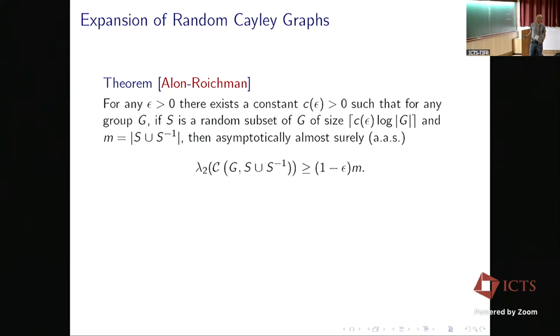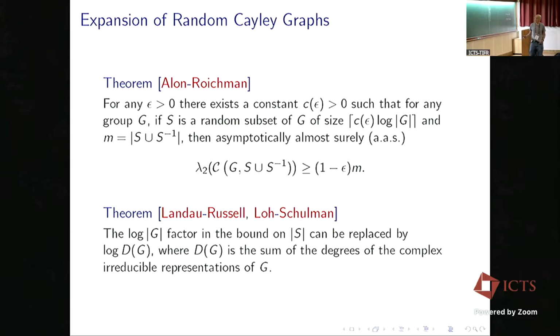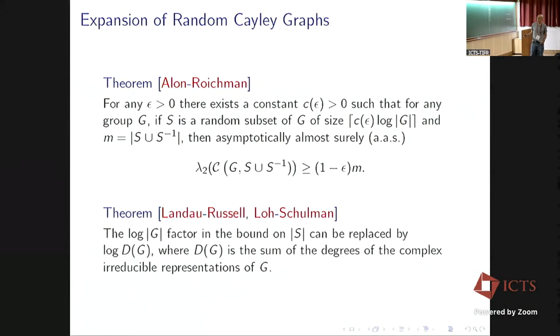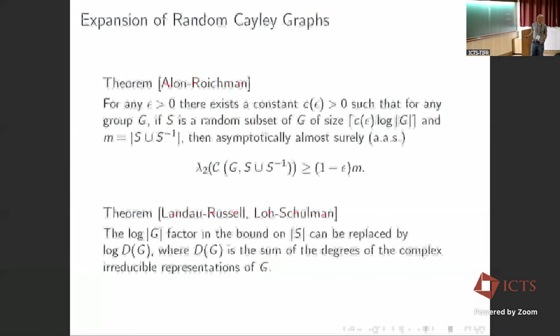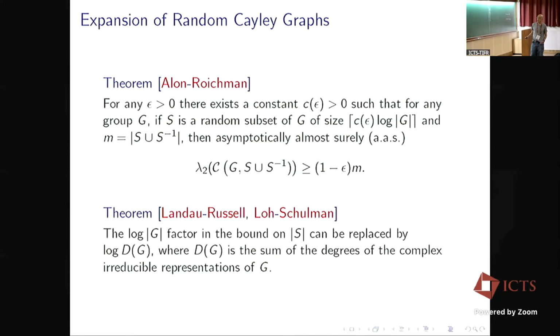And for this, we will need first a generalization of lambda 2, and secondly, a generalization of what a Cayley graph is. So we'll need to talk about Cayley complexes. One should say that this is essentially best; the constant here is the best. There is a conceptual improvement due to Landau and Russell and Loh and Schulman, which says that the log G factor can be replaced by log D of G, where D of G is the sum of the degrees of the complex irreducible representations of G. Since D of G is at least the square root of G, it doesn't really make a very strong difference, but nevertheless, it's a nice formulation.